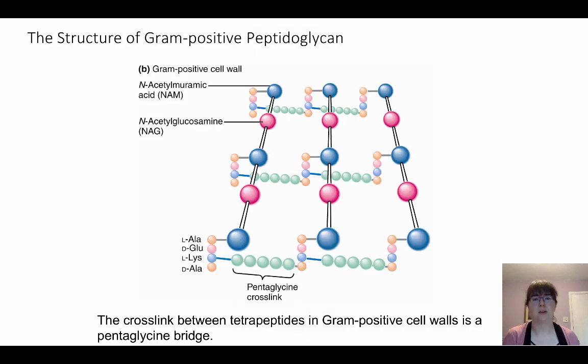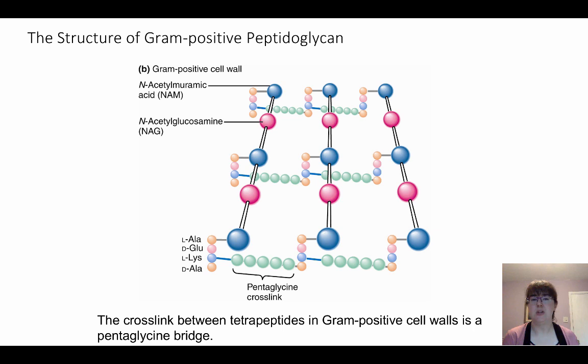To take a closer look, when we're looking at something that's gram-positive, to go in between all of the tetrapeptides, you actually have a pentaglycine crosslink. So yes, that is 5 residues of glycine stretching in between L-lysine to our D-alanine. And yes, this is also a good time to point out the fact that this is actually using both L and D versions of the amino acids.